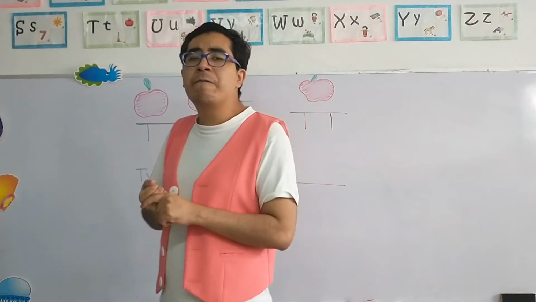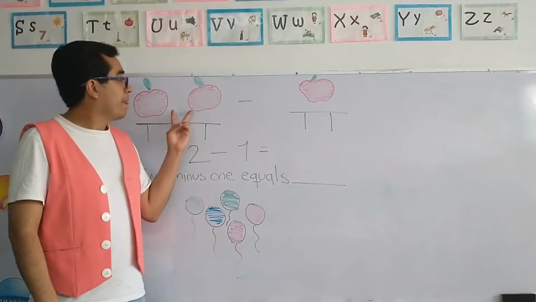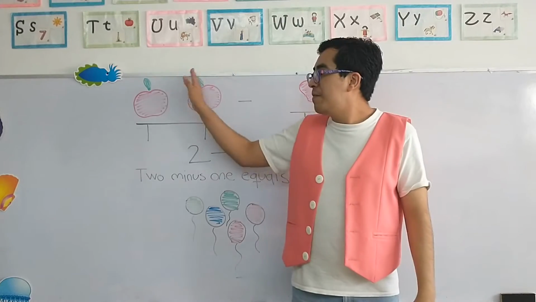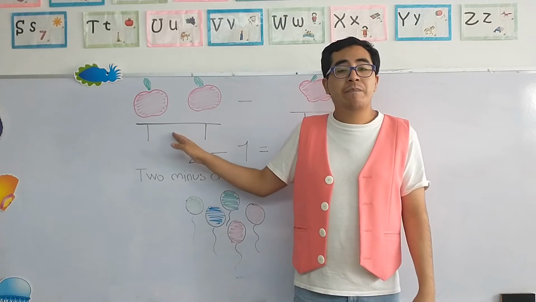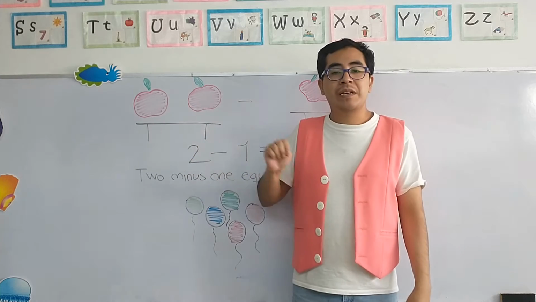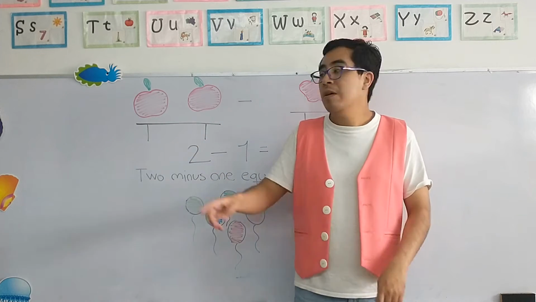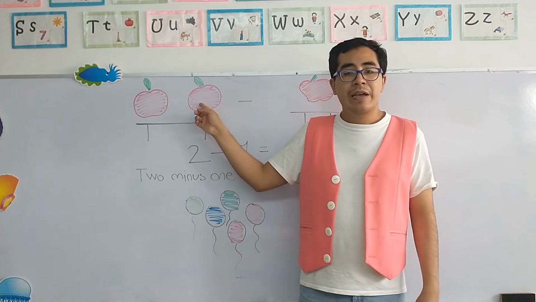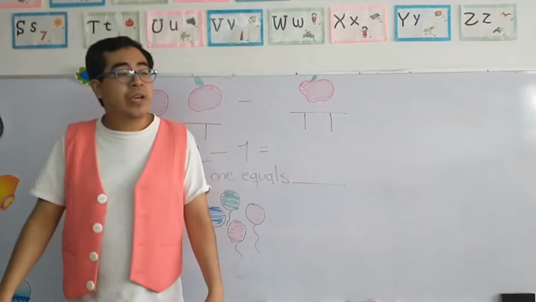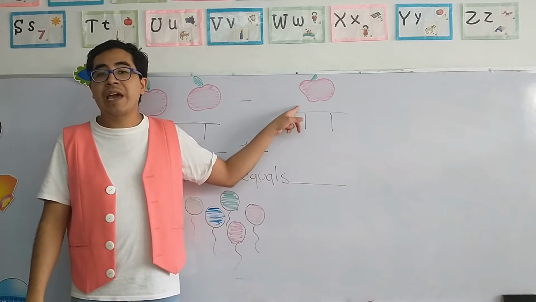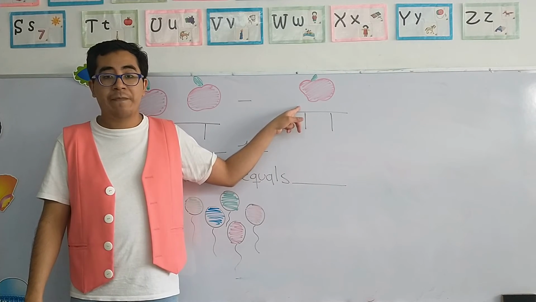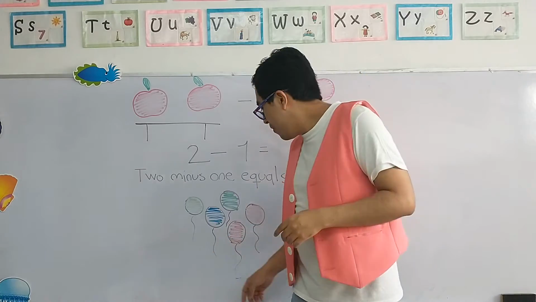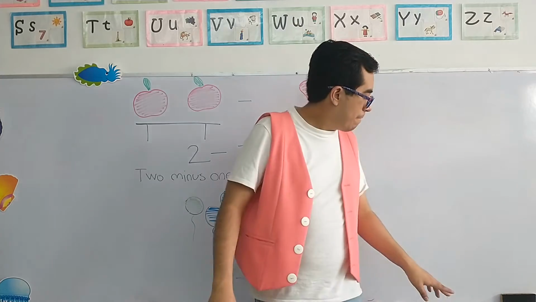So, the first subtraction. Now, how many apples do we have here in this first table? En esta primera mesa, ¿cuántas manzanas tenemos? Okay, let's count them. 1 and 2. Okay, now in the second table, how many apples do we have? Just one. Now what happens if we remove one of the apples?